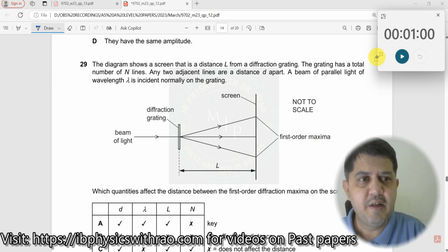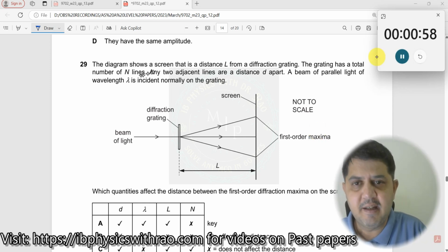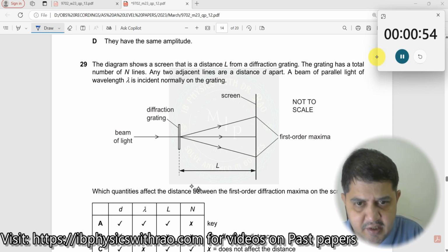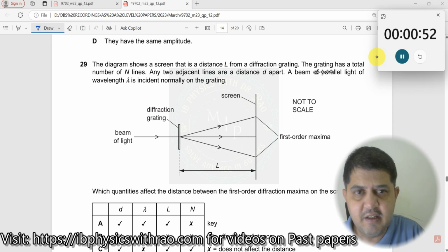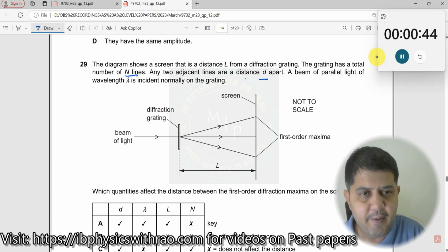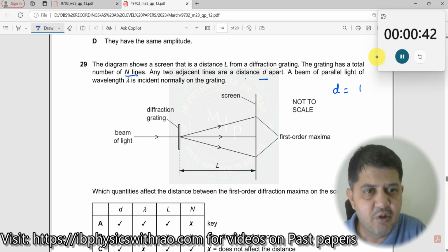Question number 29. The diagram shows a screen that is distance L from a diffraction grating. This is a diffraction grating. Distance L is given. The grating has a total number of n lines. Any two adjacent lines are distance d apart. So d and n are very much related. It is related as d is equal to 1 by n.